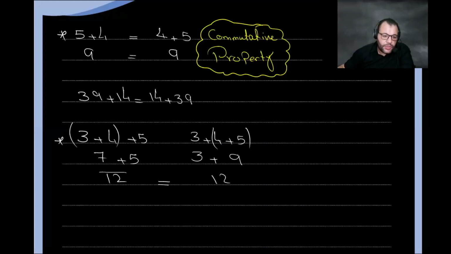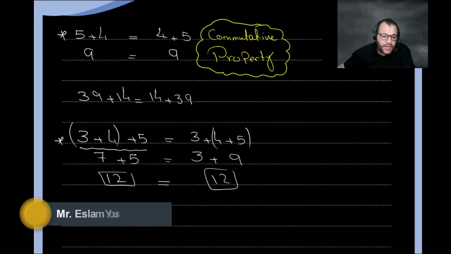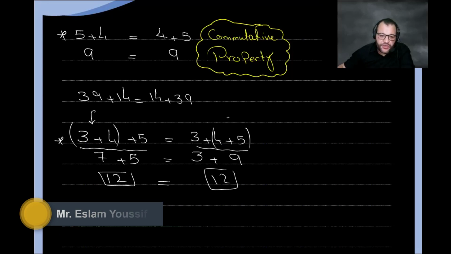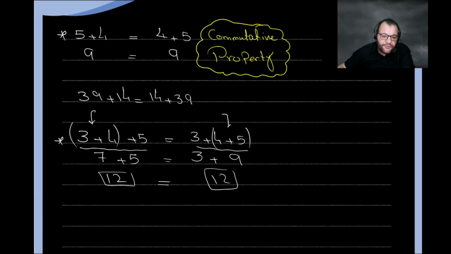The first one is 12, and the second is 12. They are the same. If you look at the numbers, we have 3, 4, and 5, and in the second one, 3, 4, and 5. But what is the difference between the first one and the second one? In the first one, we have 3 and 4 inside the brackets. It means this operation will be first. But in the second one, we have 4 and 5 inside the brackets. It means 4 and 5 will be second. This property is called associative property.